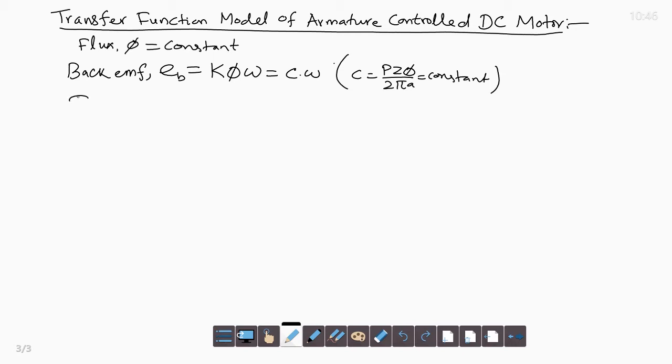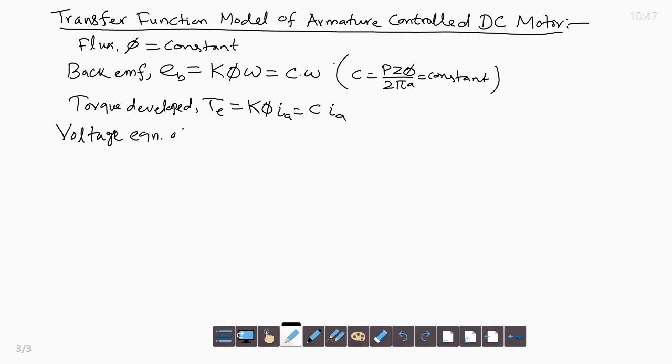Similarly, torque developed, which is TE, is K phi into IA, that is C into IA, same proportionality constant C. So voltage equation of the armature circuit is LA into dIA by dt plus RA into IA plus back EMF EB equals to voltage applied to the armature VA.